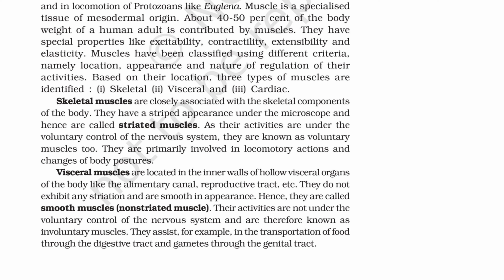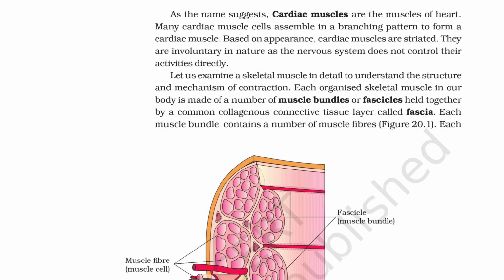Visceral muscles are located in the inner walls of hollow visceral organs of the body like the alimentary canal, reproductive tract, etc. They do not exhibit any striation and are smooth in appearance. Hence, they are called smooth muscles, non-striated muscle. Their activities are not under the voluntary control of the nervous system and are therefore known as involuntary muscles. They assist, for example, in the transportation of food through the digestive tract and gametes through the genital tract.